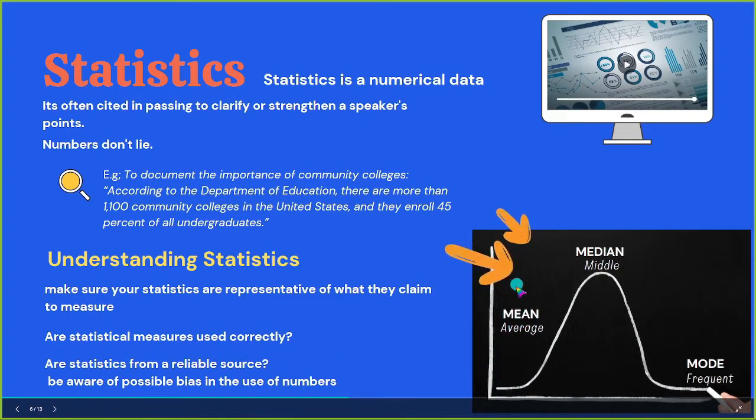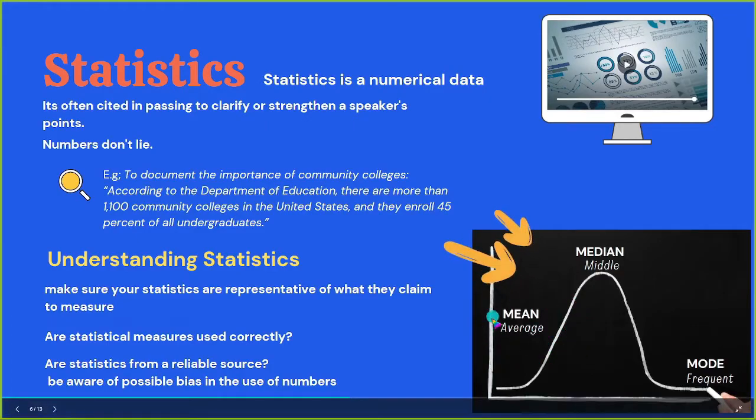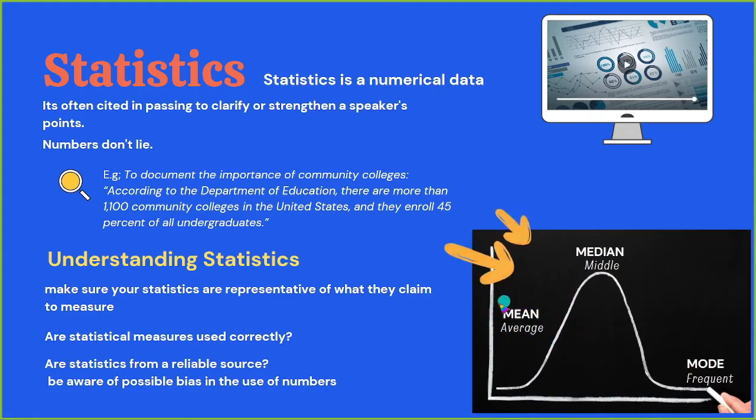So you have to understand what the percent is referring to. For example, if you are using this bell curve percentage in your slide, the mean percentage will be referring to the average, for example, the average of accidents in Malaysia. So the mean here is actually the average number of people involved in accidents on the road. And then the median is the middle number.